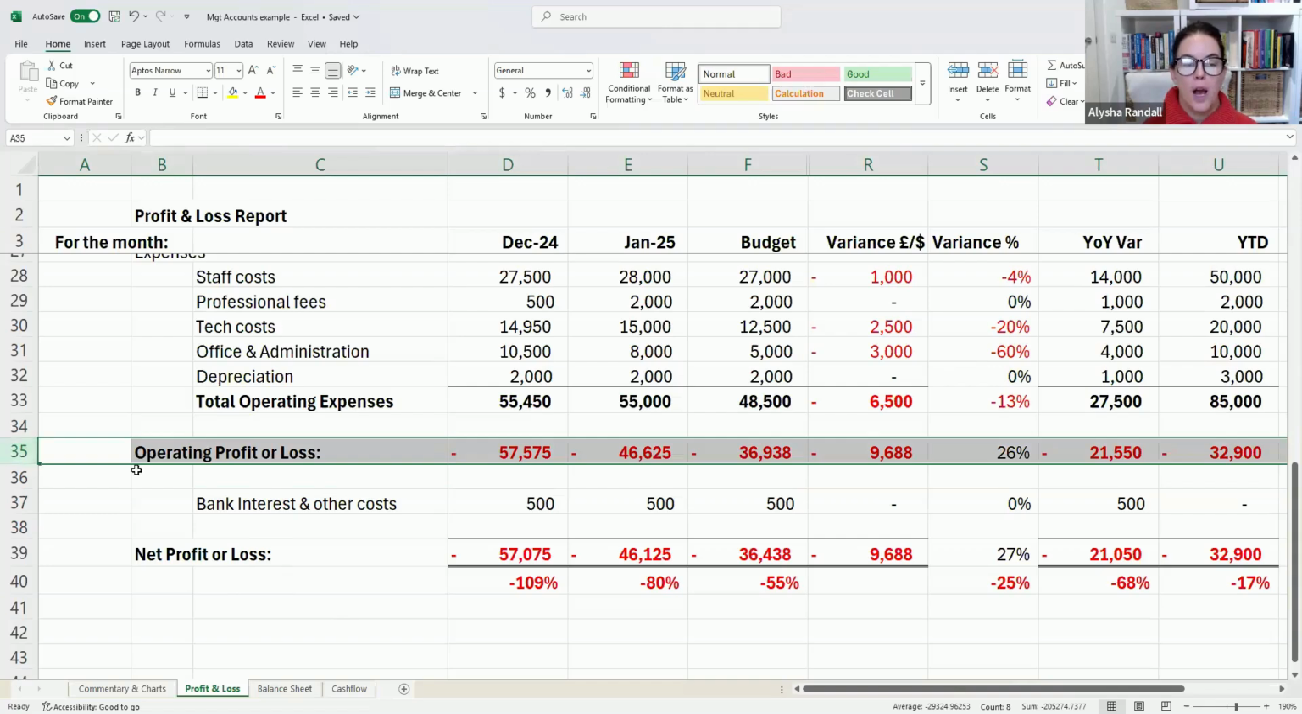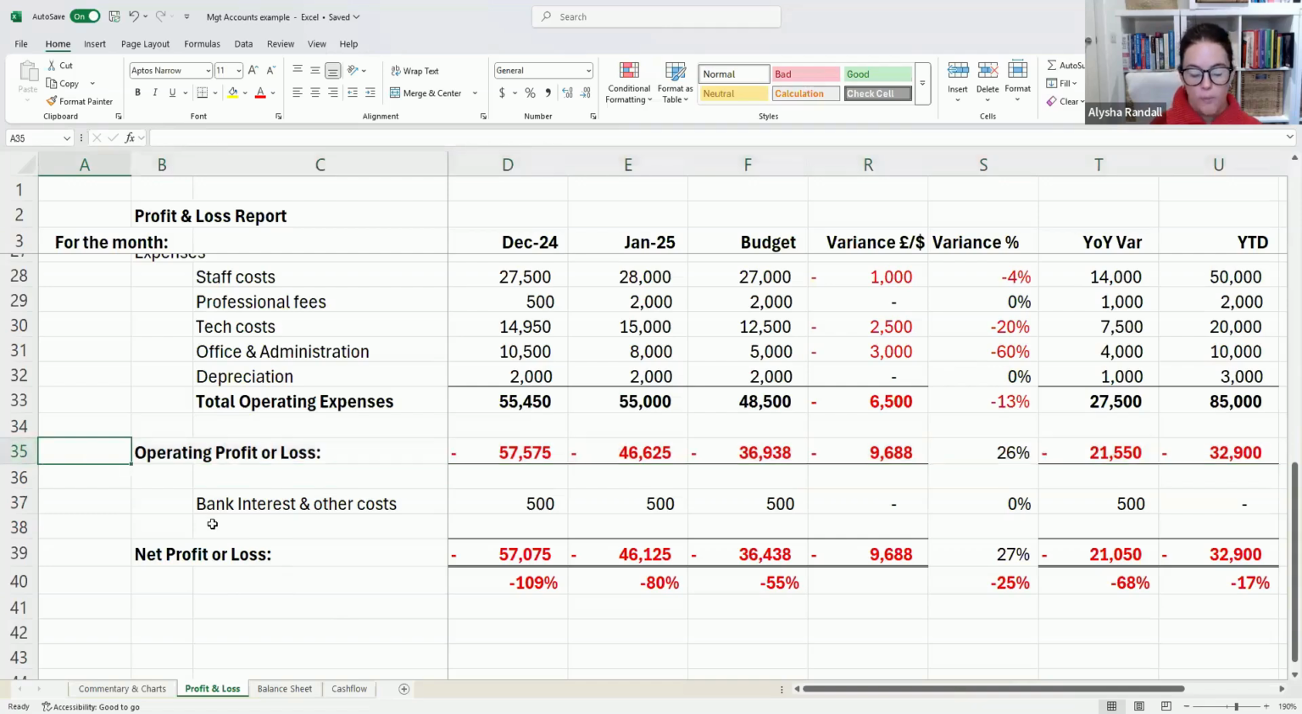So everything from operating profit or loss, or you may see this term EBITDA, and that stands for earnings before interest, tax, depreciation and amortization. Sometimes this would be below here. So in this example, that would be EBIT, earnings before interest and tax. If you had depreciation here, then it would be EBITDA, earnings before interest, tax, depreciation, and amortization. Amortization is just another type of depreciation, just a different asset class.